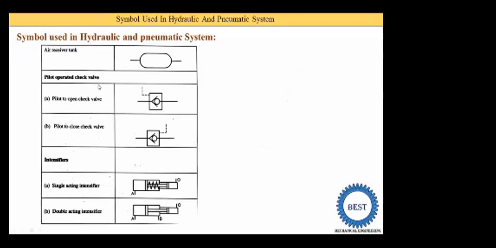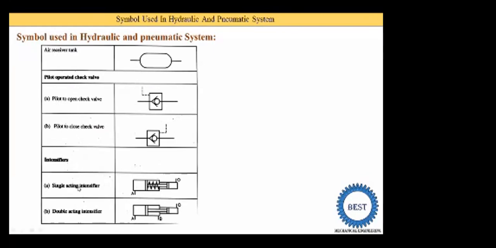Next one is the pilot operated check valve, meaning some oil or gas is drained from some component, and by using this oil or gas we operate the check valve. It is called the pilot operated check valve. The first one is the pilot to open check valve, and the second one is the pilot to close check valve. Okay, in this open close valve this dash line is drawn here. This dash line indicates the drain or pilot.